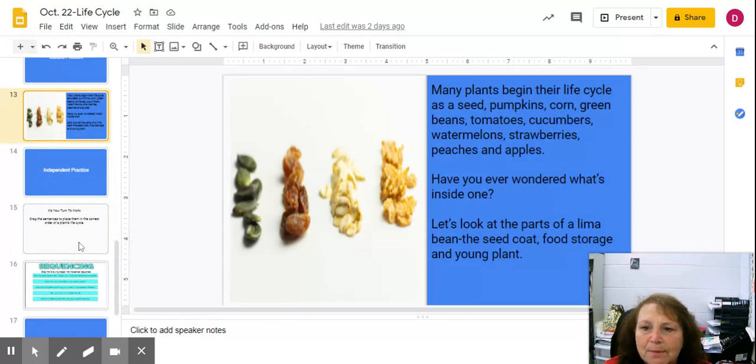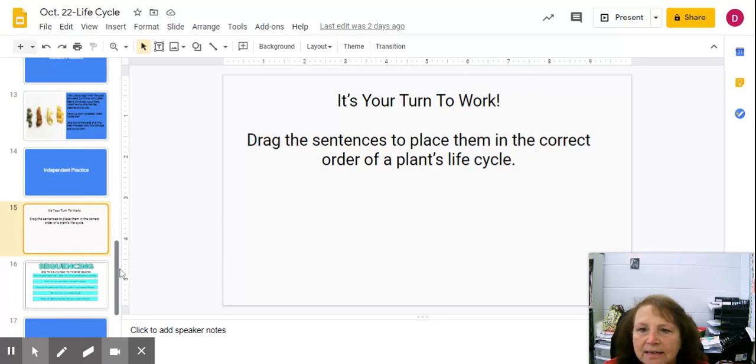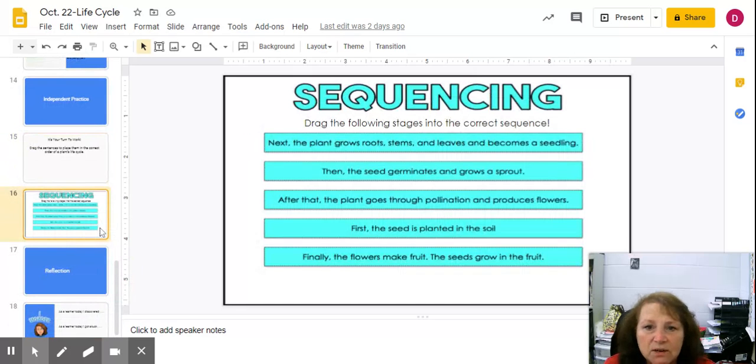Your independent practice: I have a sequencing sheet for you. You are going to put the life cycle of a plant in order by dragging the sentences that put the life cycle in order. And a scientist who studies plants is called a botanist. So enjoy being a botanist today.